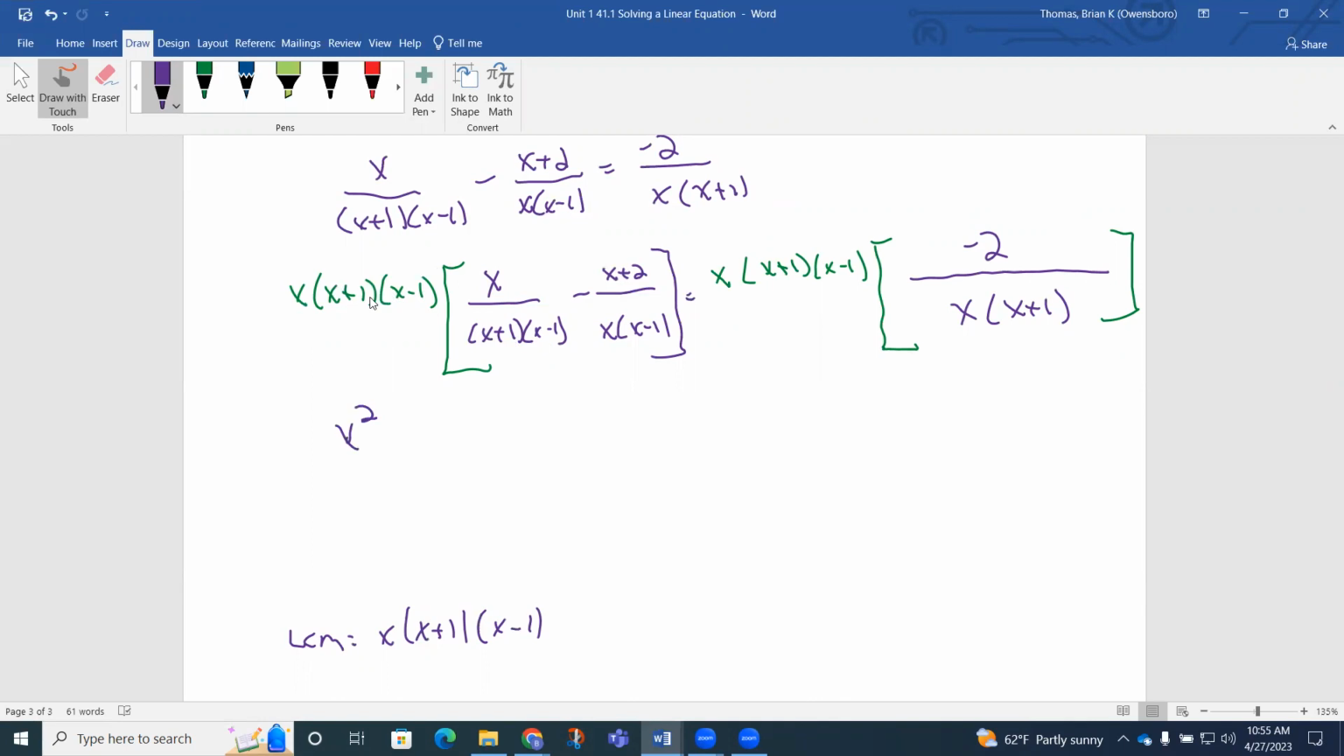Then I have to multiply x times x plus 1 times x minus 1 by the second piece. But notice this time, the x and the x minus 1 are going to cancel out. So this x plus 1 is going to multiply by this x plus 2. So this is going to be minus x plus 1 times x plus 2 over here. And then it equals, and notice the x and x plus 1 are going to cancel out, and that's going to leave me this negative 2 and this x minus 1.